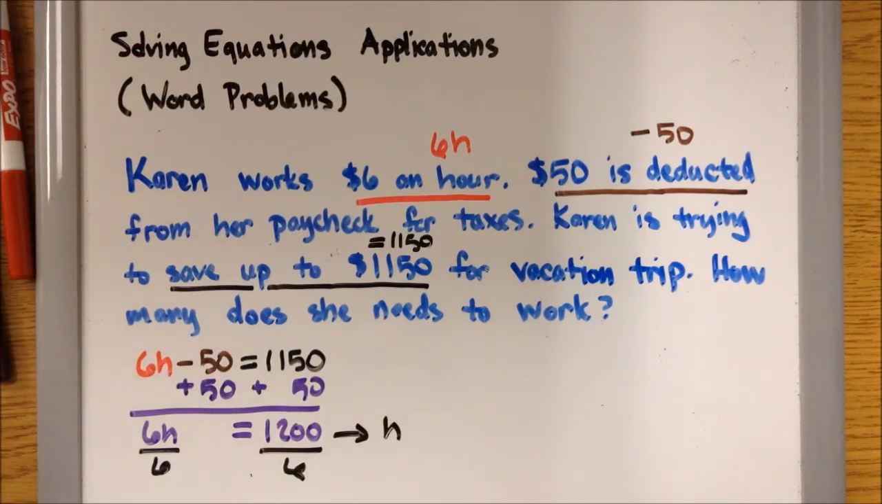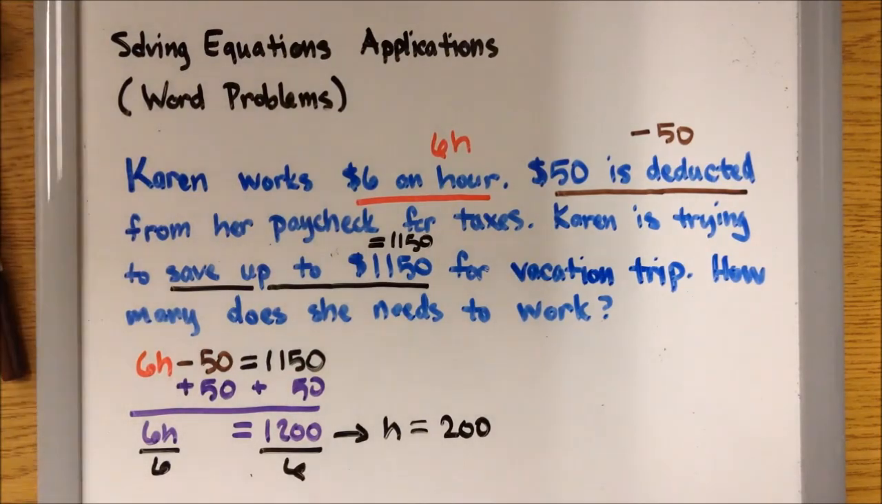Next, I'm going to do 1,200 divided by 6. Well, 6 goes into 1,200 200 times. So that means that Karen needs to work 200 hours. That's all she needs to do in order to earn $1,150.